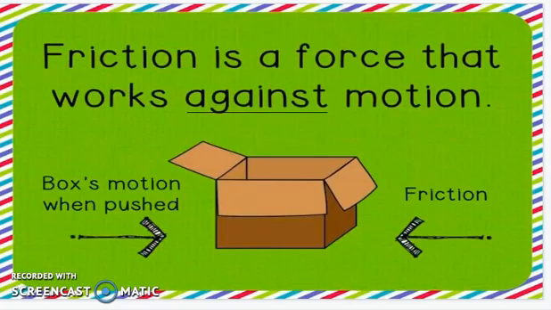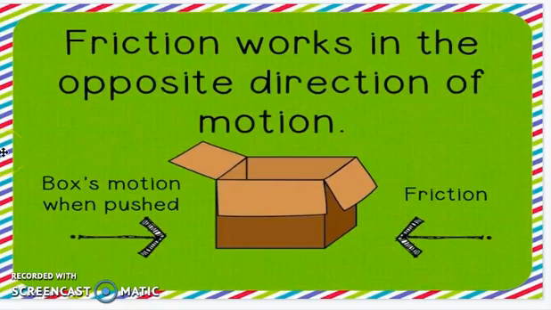For friction, friction is a force that works against the motion. So if we are on this side over here pushing the box, that's the box's motion moving to the right. But the friction is moving the opposite way, to the left. So friction and motion work against each other. Just like I said, they work in the opposite direction of each other. So again, if our box's motion is to the right, the friction is going to be to the left.